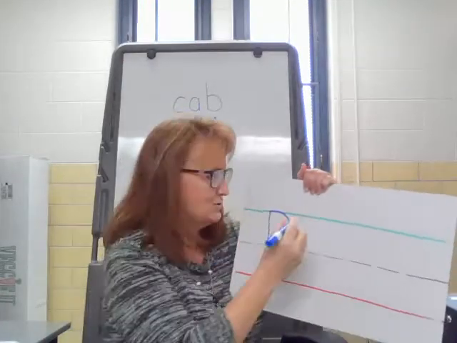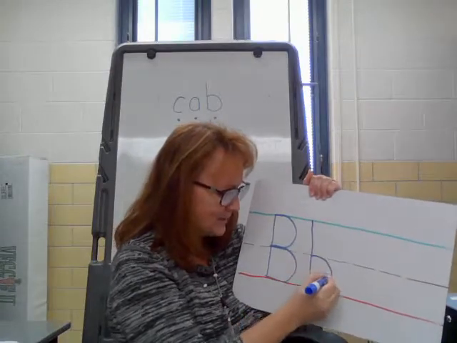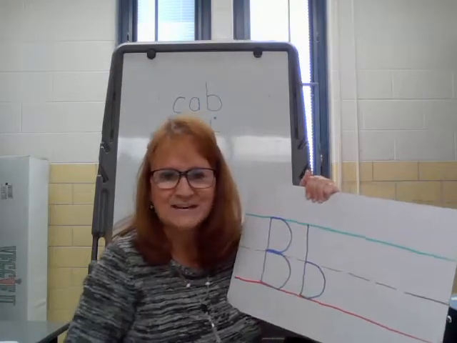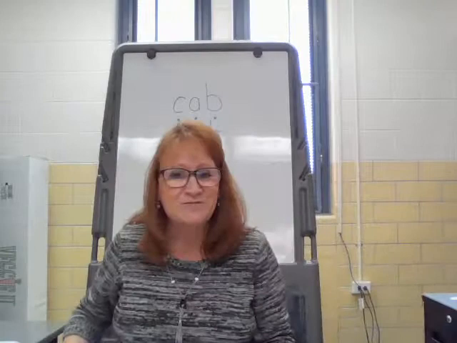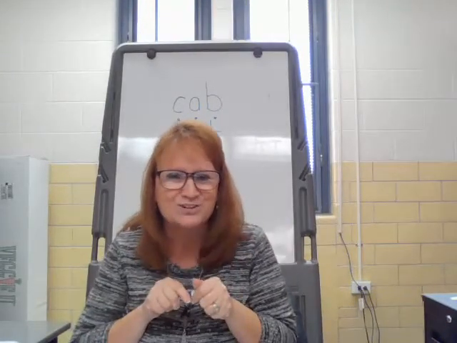Lowercase b is a tall letter too, so it starts on the top, pulls down to the bottom, and you only make a bump at the bottom for lowercase b. So pages 94 and 95 in your reading workbook, and when you're all finished, upload your work to Schoology.